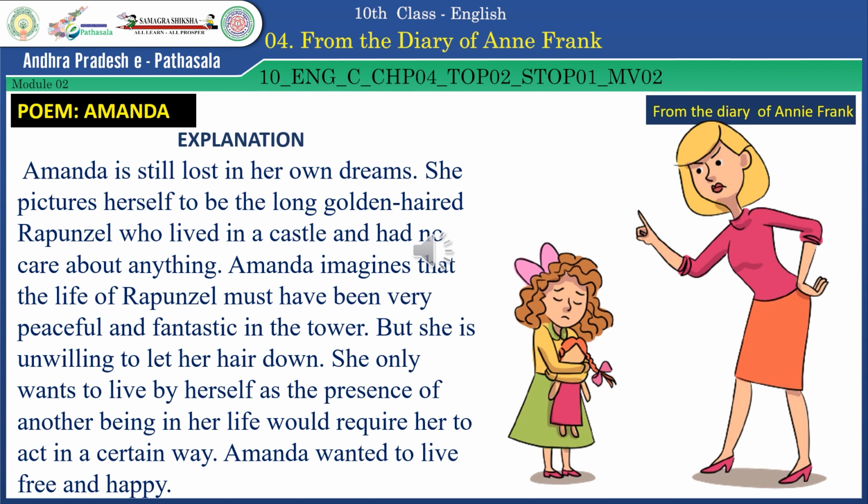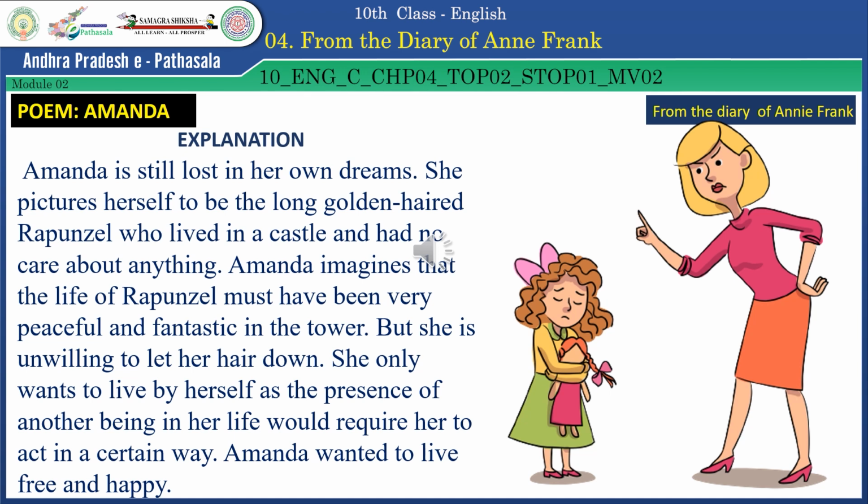Let's continue the meaning of this stanza. Amanda is still lost in her own dreams. She pictures herself to be the long golden haired Rapunzel who lived in a castle and had no care about anything. Amanda imagines that the life of Rapunzel must have been very peaceful and fantastic in the tower, but she is unwilling to let her hair down. She only wants to live by herself, as the presence of another being in her life would require her to act in a certain way. Amanda wanted to live free and happy.